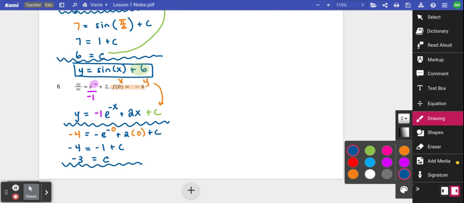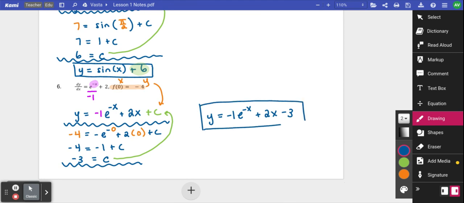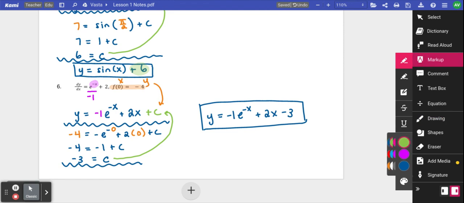Now, again, I know what c is. So in my final answer, I'm going to replace the c with the value that I've determined is correct for this problem. So my final answer is going to be y equals negative 1 e to the negative x plus 2x minus 3. And I'm filling in that negative 3 because that is the value that I've determined is the correct value for c based on the initial value that I was given in this problem.